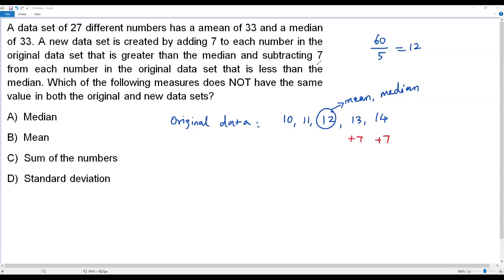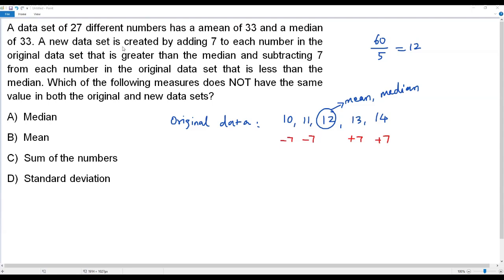Also, we have to subtract 7 from each number in the original data set that is less than the median. There are two values over here, 10 and 11, which are less than the median, 12. So now I have to subtract 7 from each of these two numbers. So then I'm getting negative 7, negative 7.